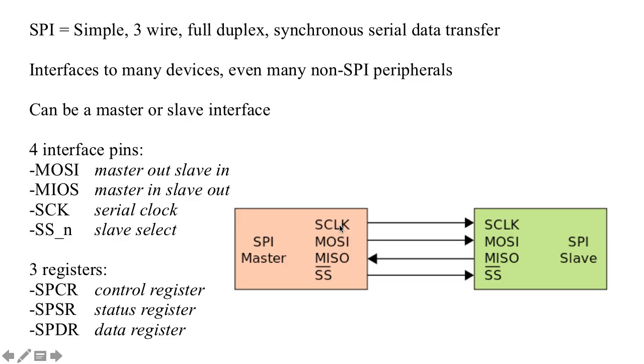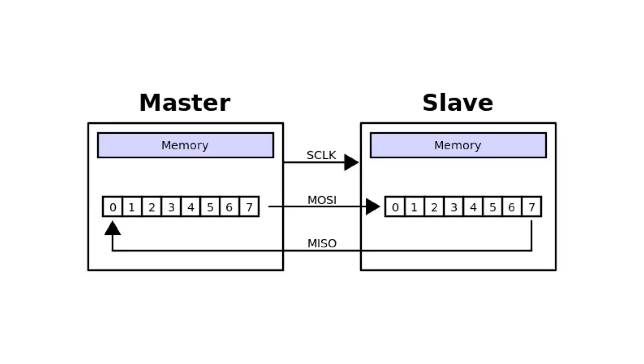However, that's often optional. And then there are these registers: the control register for controlling transfer, the status register for the status of the transfer, and then the data register, which gets packed with the data prior to the transfer, and after the transfer you unpack from the register.